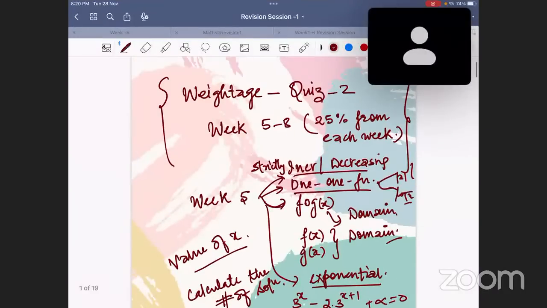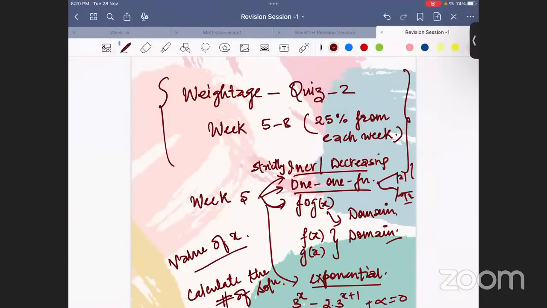Okay, so I'm just talking about the weightage. This is the weightage that has been there for quiz 2. You have a weightage from week 5 to 8. We only need to go through week 5 to 8. So week 1 to 4 content will not come now.